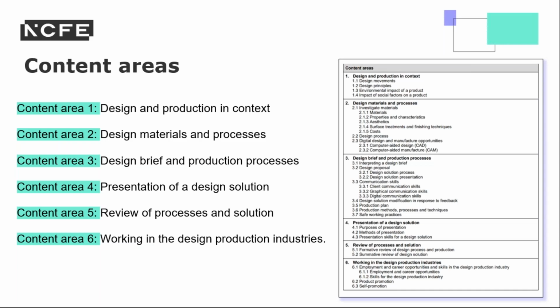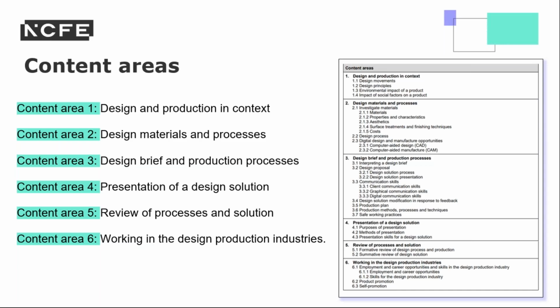Content area 2, design materials and processes. This could cover research and development, looking at the material your learners would use in the brief mini project, hand rendered and digital. Content area 3, design brief and production process. This would cover research, development and the final design product, looking at the design brief, the client, the communication of skills, development and health and safety linked to the brief.